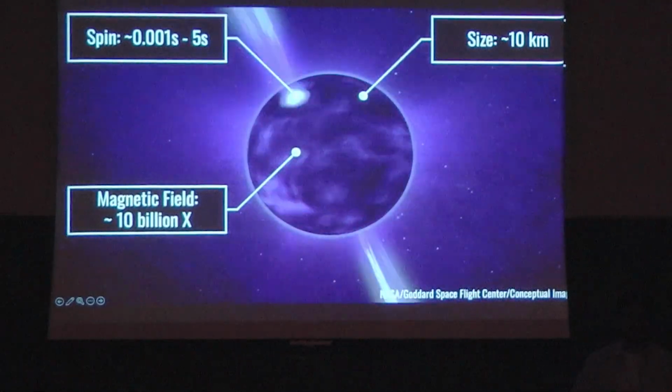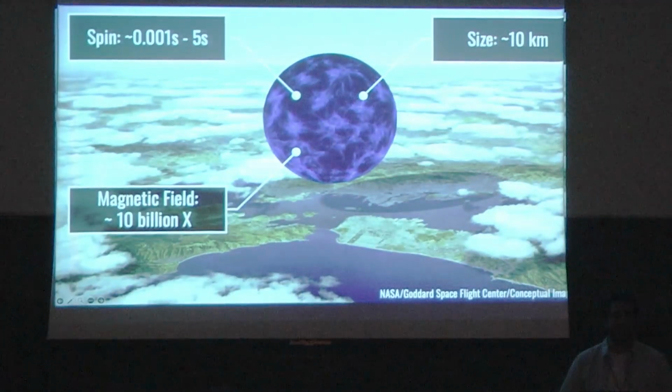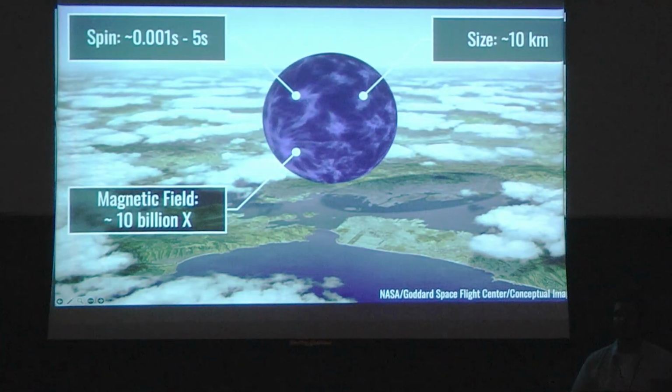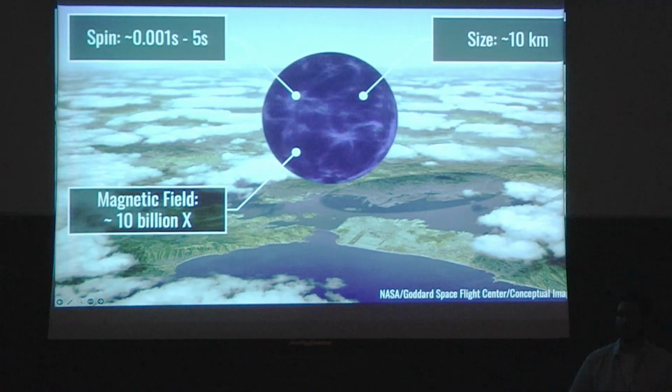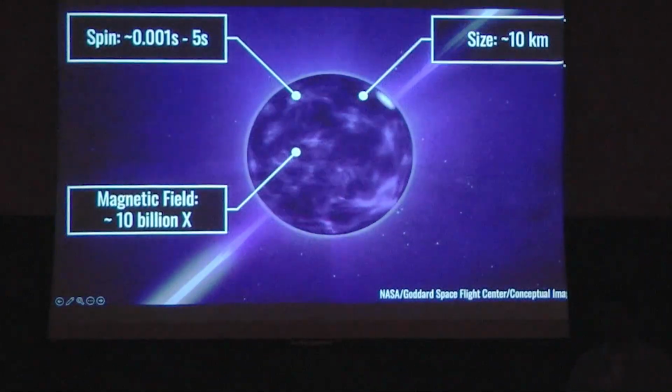And another characteristic feature about pulsars is they have incredibly strong magnetic field strengths. In fact, they have magnetic field strengths that are on the order of 10 billion times stronger than the strongest magnet here on Earth.